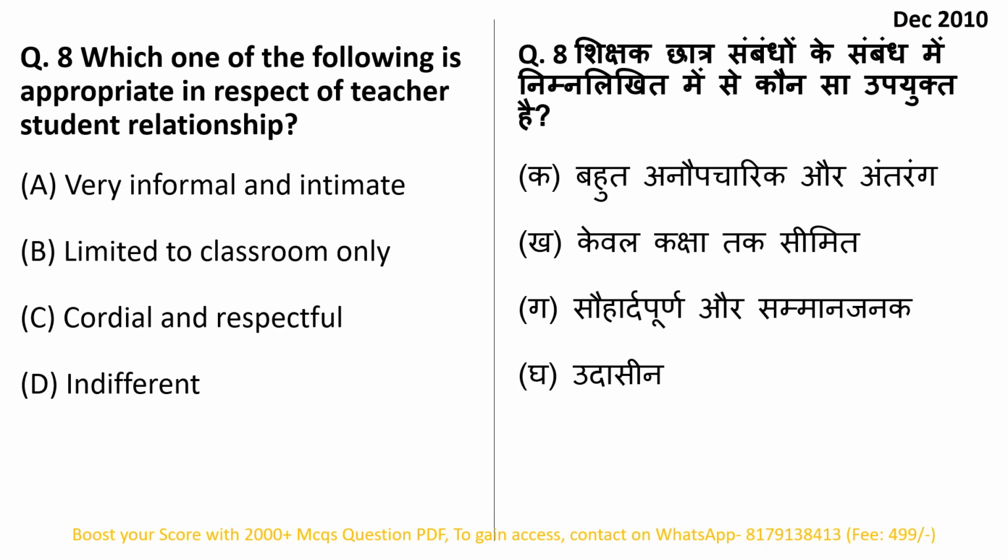Which one of the following is appropriate in respect of teacher-student relationship? So the question is asking what should be the kind of relationship between a teacher and a student. Very informal and intimate? No. Limited to classroom only? That is also not true. Indifferent means ignorant, that they shouldn't bother for each other. The right answer is option C, cordial and respectful. Cordial means friendly, and the teacher and the student should give each other respect as well.